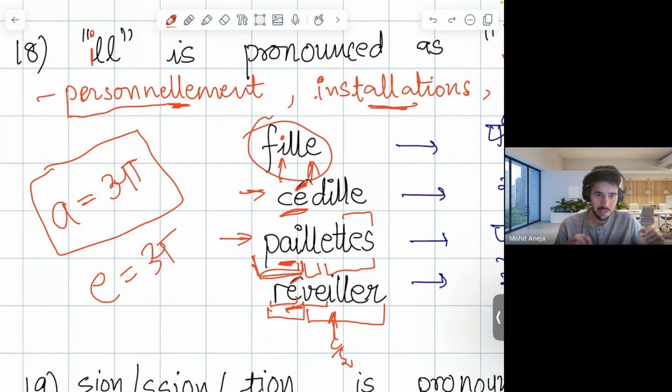I will give you counter examples to this. When we have double L, but it's followed by something else, E, A, you see there are two examples, we say L. So this first word here is personnellement. The second word here is installation. Why? Because only I double L is said as y. Is that clear to everyone? Please give me a thumbs up.